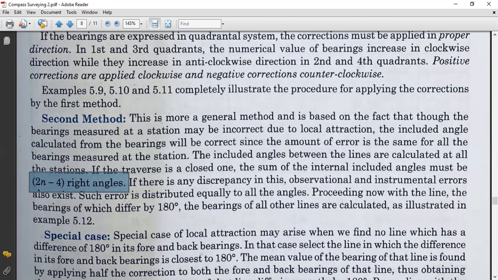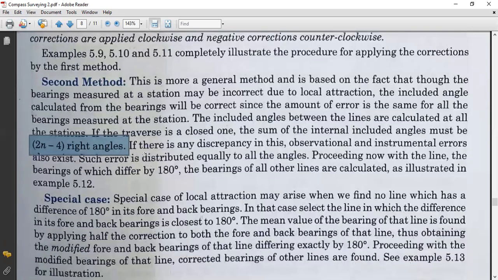Suppose for a triangle, instead of 180 degrees you are getting 179 degrees, there is a 1 degree error. That 1 degree has to be divided equally and distributed to all the 3 sides. Suppose a 1 degree error is there in a rectangle, that 1 degree has to be divided by 4 sides, that is 1 degree divided by 4. The same thing has to be distributed to the bearings of all the 4 lines. Clear? So this is how I will be using the second method.